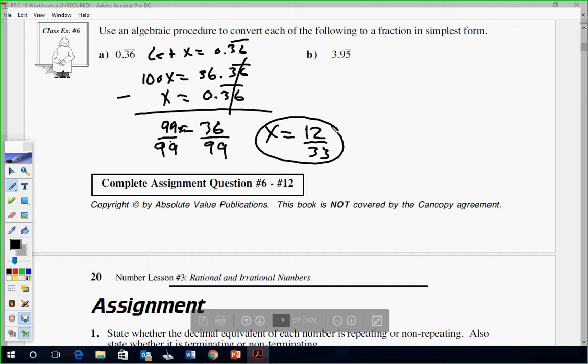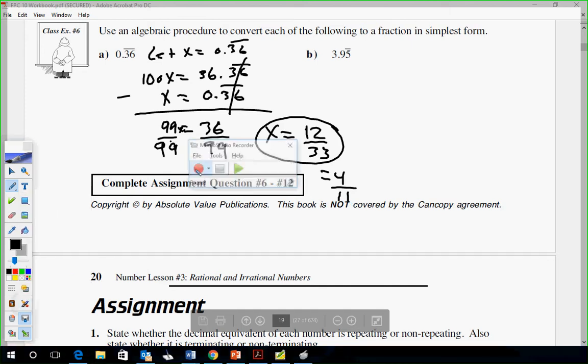Which reduces to 4 over 11. Which we already knew, didn't we? 4 over 11. Good, good, good. Okay, try B on your own. Let's see if you can do B on your own. Walk yourself through it. Okay, I'll give you a couple minutes here.